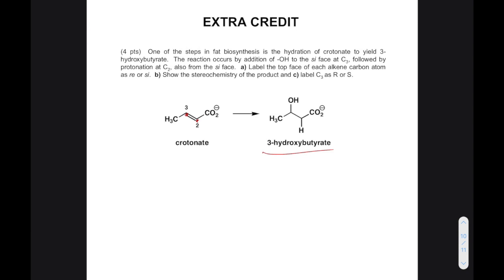Part A asks you to label the top face of each alkene carbon atom as Re or Psi. Part B, show the stereochemistry of the product. And C, label C3 as R or S. So this is another naming convention that we need to be able to label prochiral molecules containing alkenes. It will be quite tricky, but I encourage you to at least work out what you think is happening in this reaction, work out the different steps, and to fully be able to answer this, you need to know the definition of what a psi and a re face is. That will be covered in the solutions to this exam.